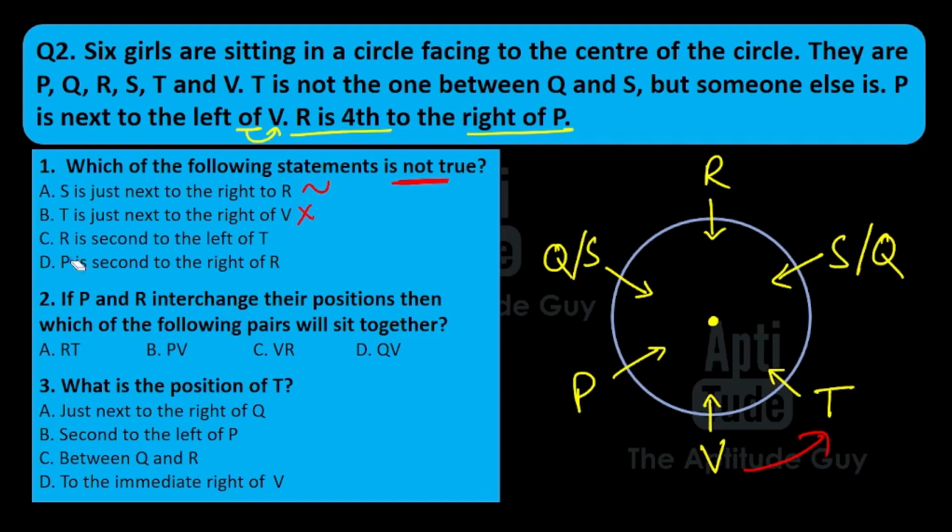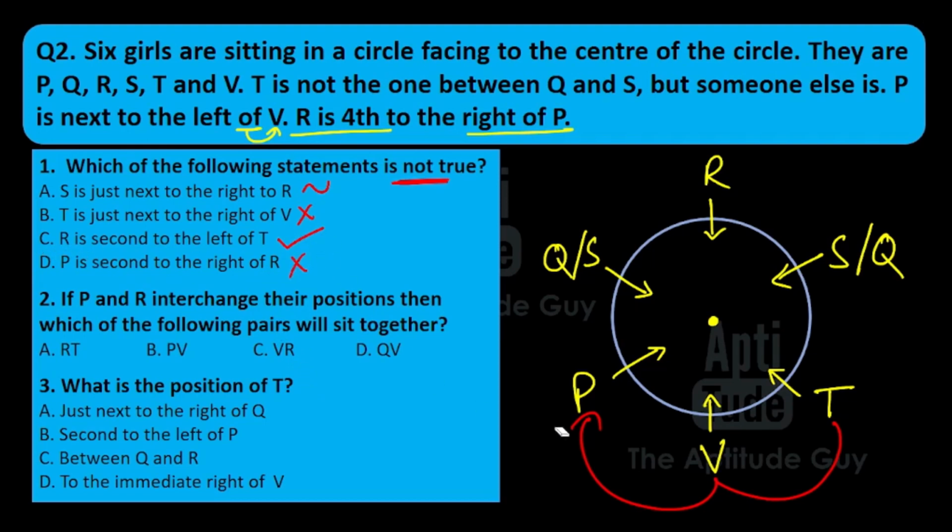Option C says R is second to the left of T. Is that true? T is over here, second to the left is P. So it's not R, obviously. So option C is definitely false. That means that is the correct answer. And option D says P is second to the right of R. Yes, P is second to the right of R. That is absolutely true. That means it's the wrong answer. So the answer is option C.